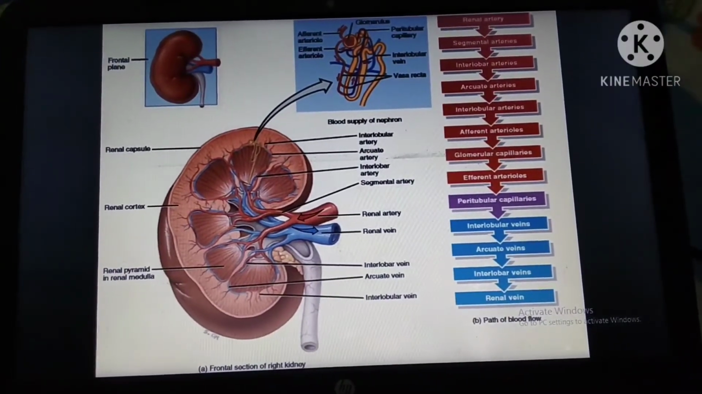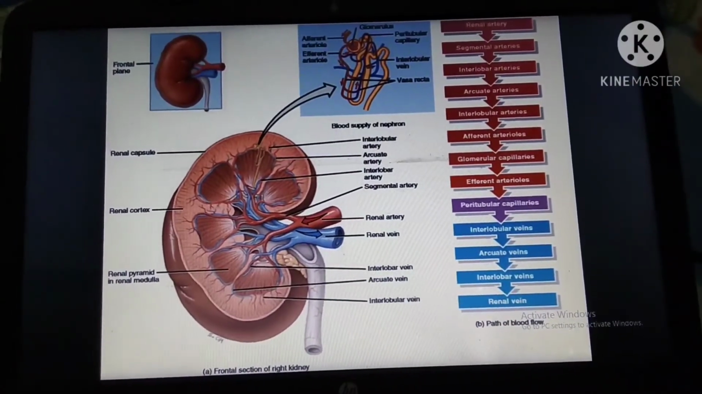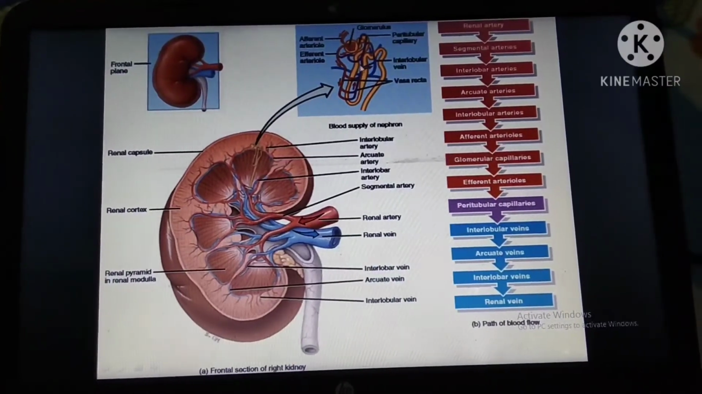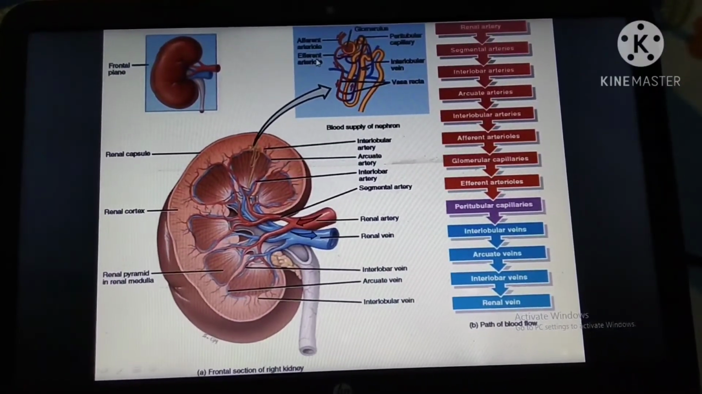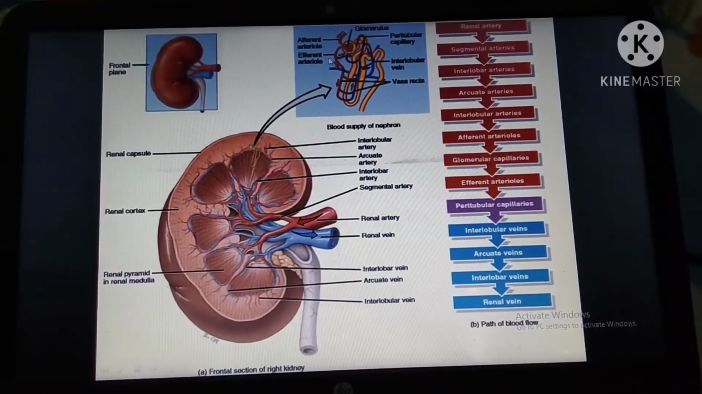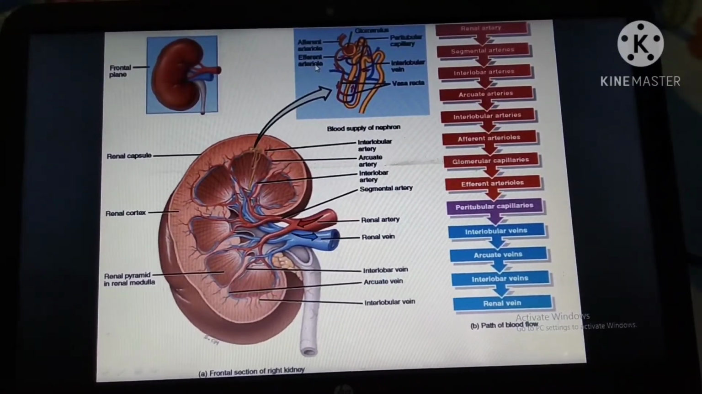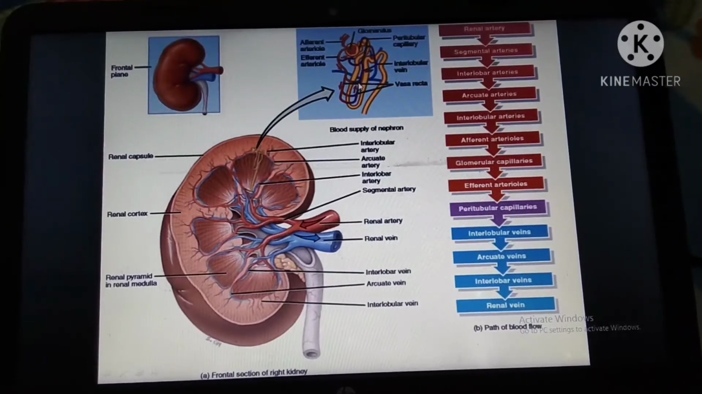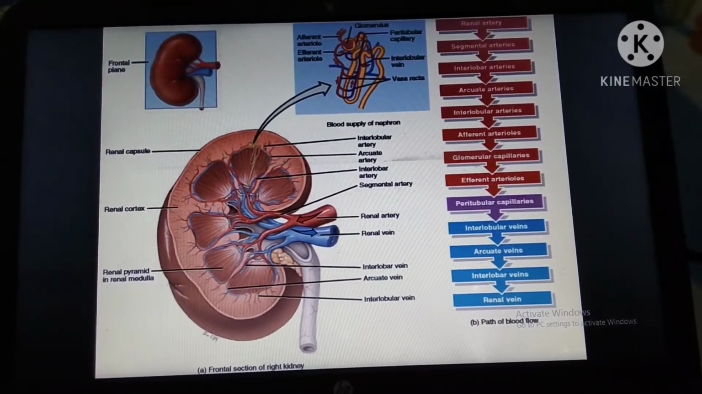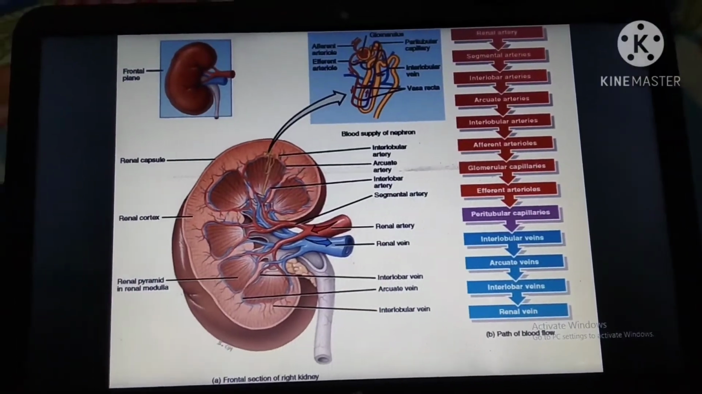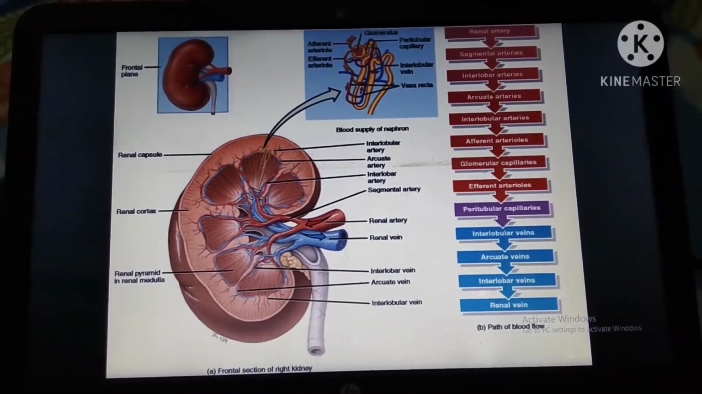Then the afferent arteriole, which is situated in the renal cortex in this diagram. Afferent arteriole, glomerular capillary, and efferent arteriole. Then afterwards, peritubular capillaries, interlobular veins, arcuate veins, interlobar veins, and then the renal vein.